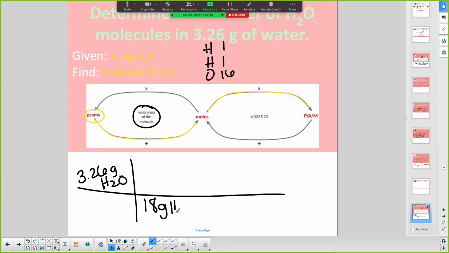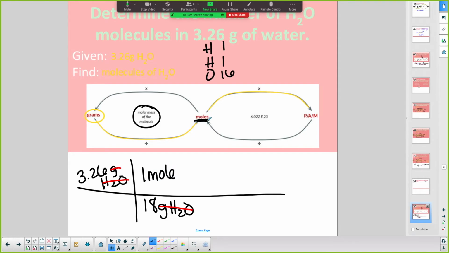Another way you can remember that is because I need my grams to cancel out so that I can get to my final unit, right? So there's 18 grams and how many moles? 1. 1 mole, because that's where I'm trying to get to.